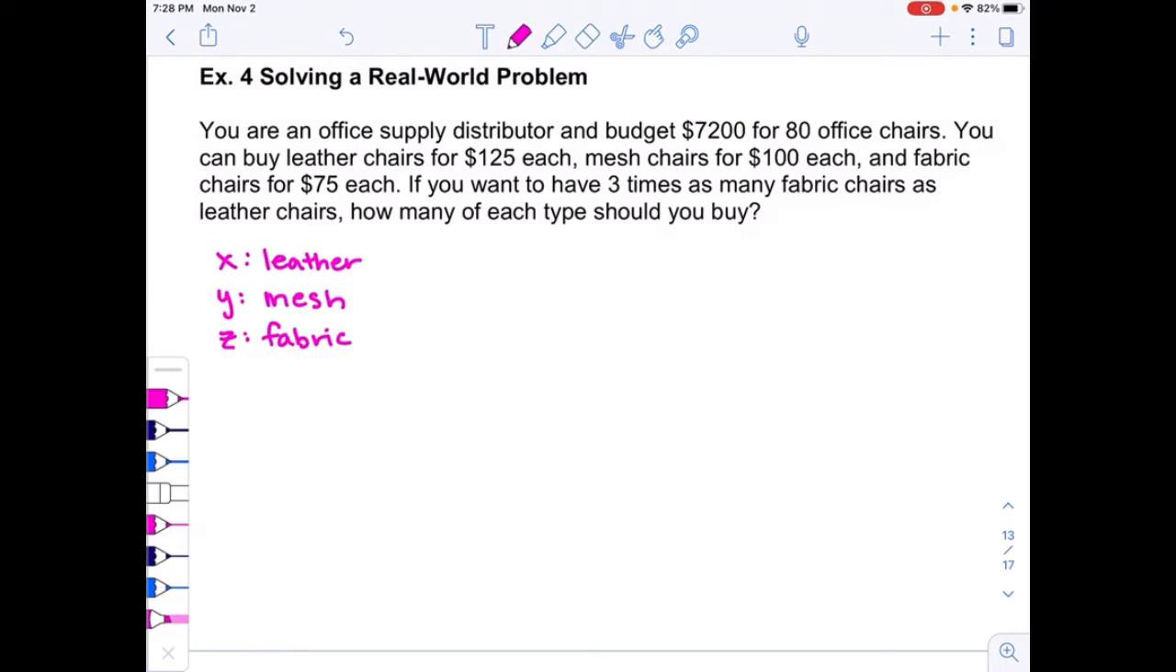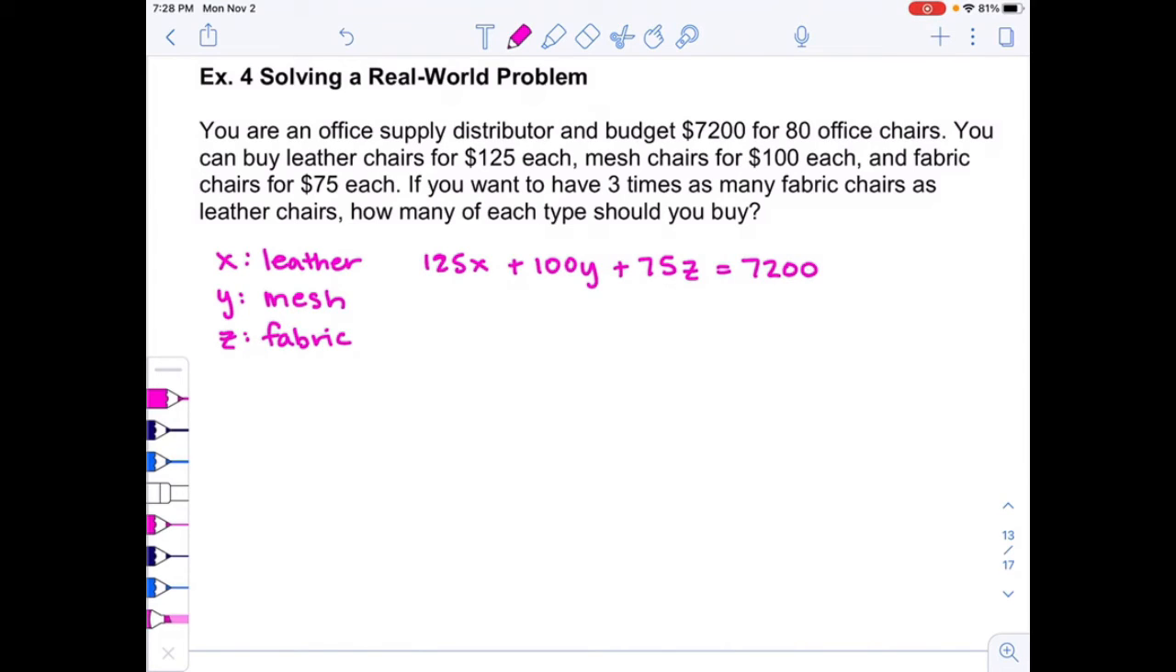Now let's go back and see what we have. You're an office supply distributor and budget $7,200 for 80 chairs. So we have money and number of chairs. You can buy leather chairs for $125 each, so 125x. Mesh chairs for $100 each, 100y. And $75 for our fabric, so 75z. So money plus money plus money is going to equal $7,200.